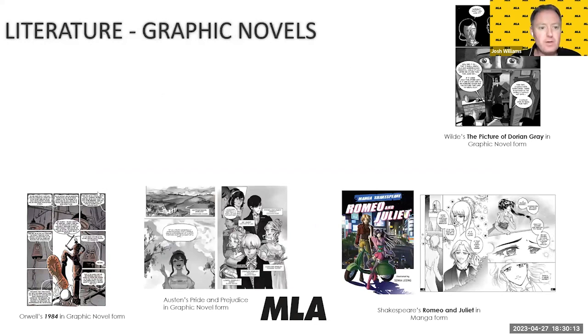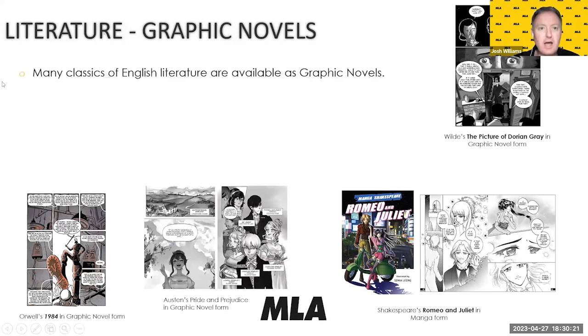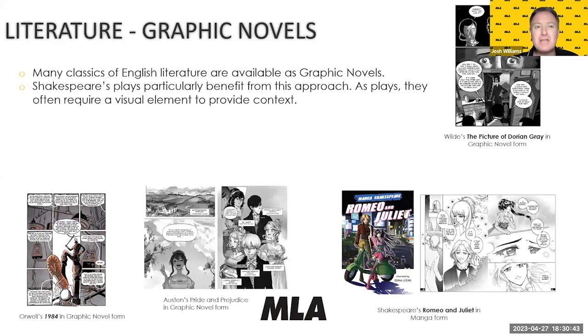As we often do, I want to finish up with a little bit about literature. As some people commented in the chat, graphic novels are really popular nowadays, and many classics of English literature are available as graphic novels. You can see 1984 there, Pride and Prejudice, Romeo and Juliet even as a manga, and The Picture of Dorian Gray in graphic novel form. Shakespeare's plays are actually really good as comics.